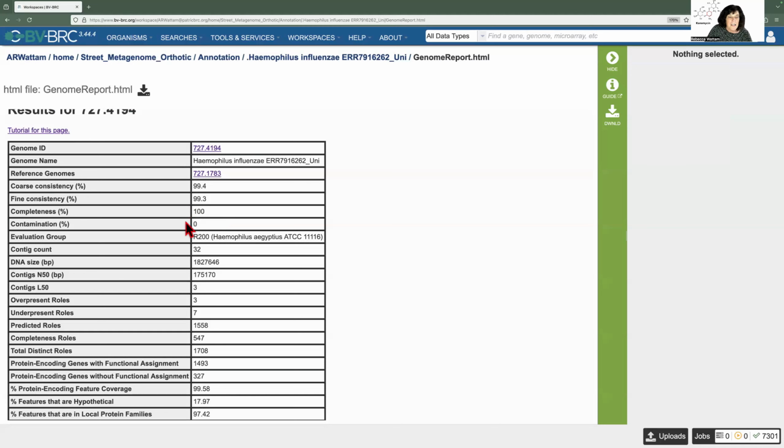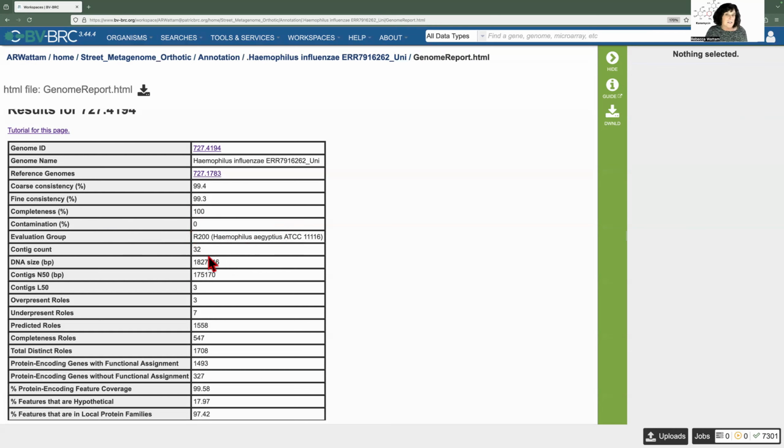Completeness looks great. And contamination looks good. It looks like we have everything that's expected to be here. This is the evaluation group, the group of genomes that it was looking at. It was 32 contigs, this particular genome. This is the size of the genome.